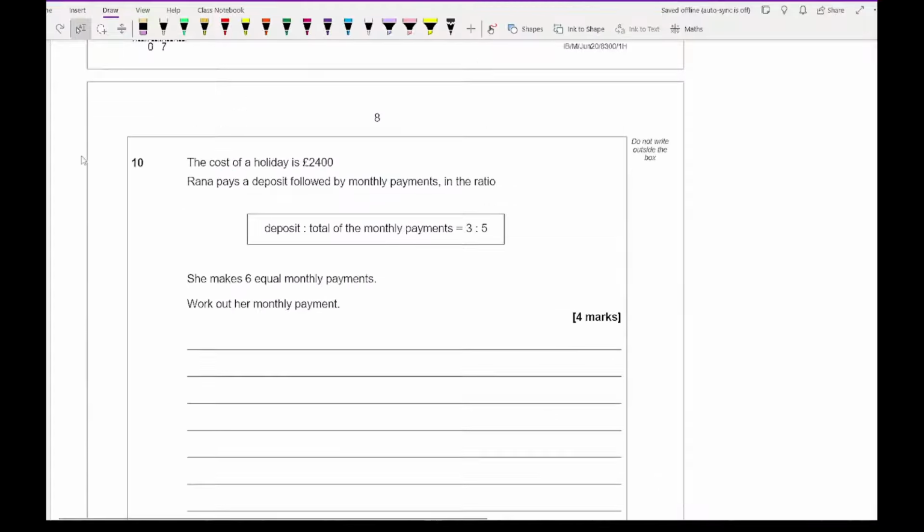Then looking at question 10, it says the cost of a holiday is 2,400. Rana pays a deposit followed by monthly payments in the ratio of 3 to 5. She makes 6 equal monthly payments. Work out the monthly payments.